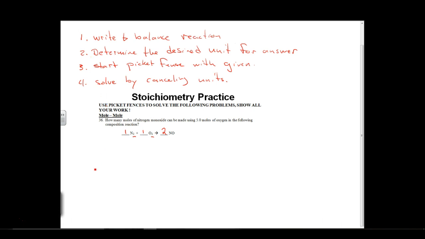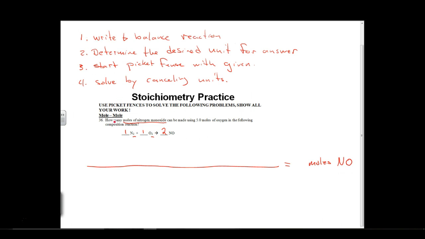Step number two says determine the desired unit for the answer. So I'm going to start my picket fence. It's really hard to draw a straight line with this little thing that I use, but just bear with me. I'm going to put my equal sign. I determine the desired unit for the answer. It says how many moles of nitrogen monoxide. So that's going to be my unit. I'm going to write moles of NO. That is nitrogen monoxide. So I've done step two.